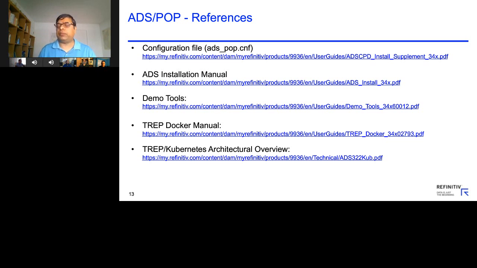And the demo tools is a good document to reference. It gives you the various options that are there with the test server and the test client. Those are the two primary tools that are used to verify the major functionality of TREP, and it extends to the ADS-POP. And then we also have a TREP Docker manual that is provided with each release of the software. And then there is an architectural overview of Kubernetes that is available on myrefinitiv.com.